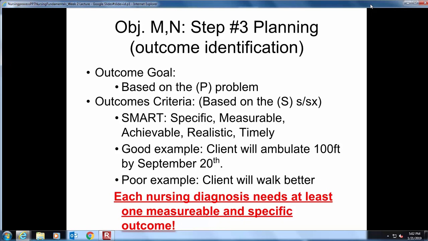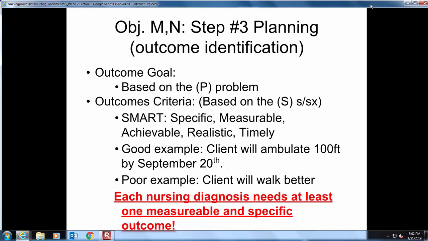So if the problem is constipation and the signs or symptoms are hard stools, the outcome goal would be broad: the patient will have no signs or symptoms of constipation. The outcome criteria should be the patient will pass 1 moderate soft BM by discharge, rather than simply stating the patient will have a BM. Notice how much more detailed the outcome criteria is. This outcome criteria is how we know the outcome goal is met.